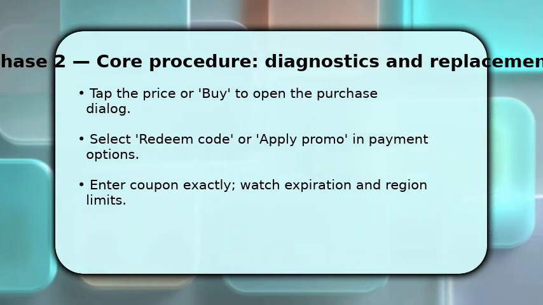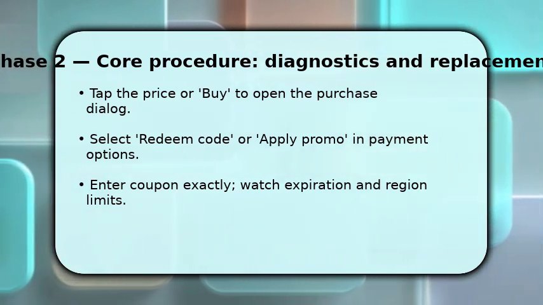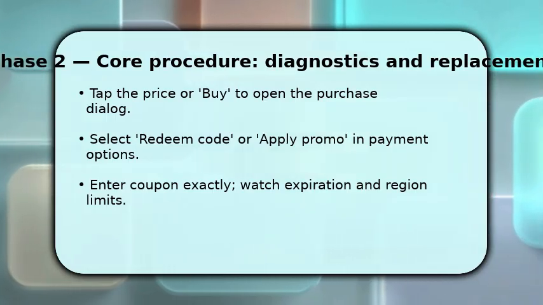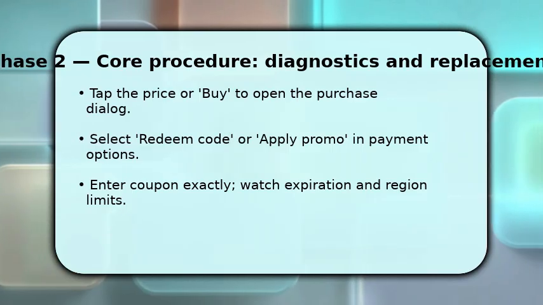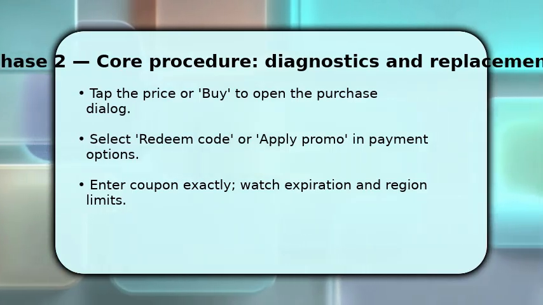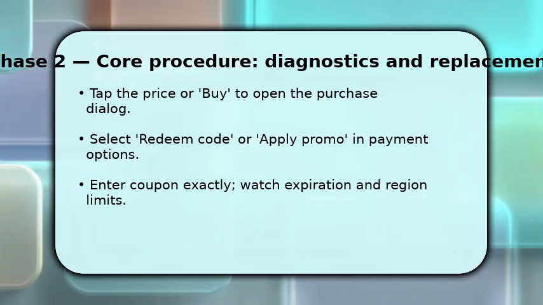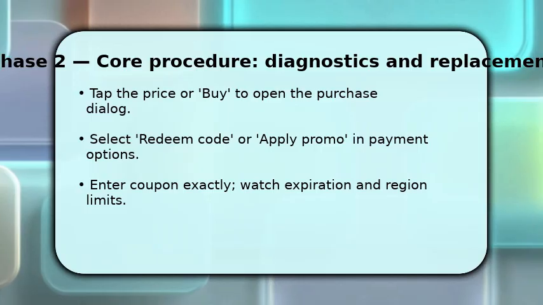This reveals payment options. Look for redeem code or apply promo. Google labels vary, so scan the dialog carefully. Enter the coupon exactly as provided. Capitalization and dashes matter. After entering it, press redeem or apply and wait for confirmation that the discount is calculated.